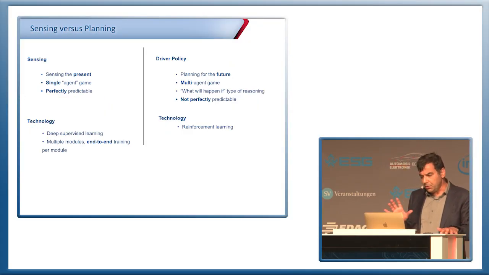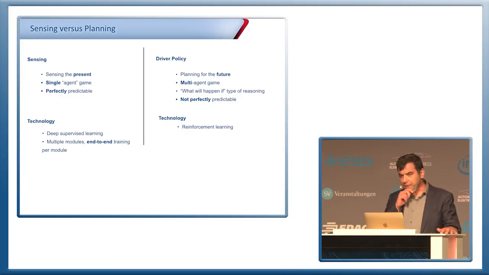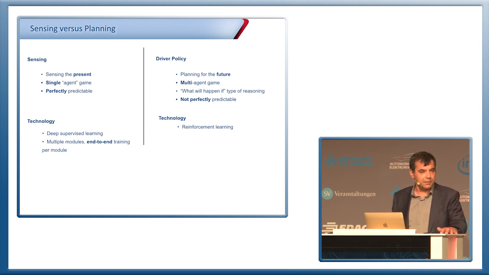Here I want to make the point of what is the difference between sensing and planning. Sensing is the present. I have an image, I have a video, and I want to know where all the objects are, where all the path delimiters are and so forth. I want to sense the present. When I'm sensing a vehicle, I'm not treating it as human behavior. I'm treating it simply as an obstacle. It's a single agent game. It's only me on the road.